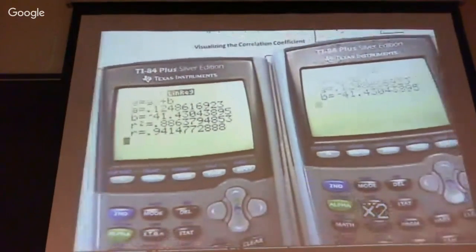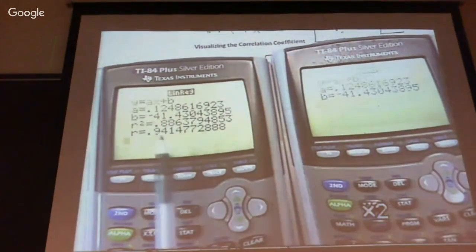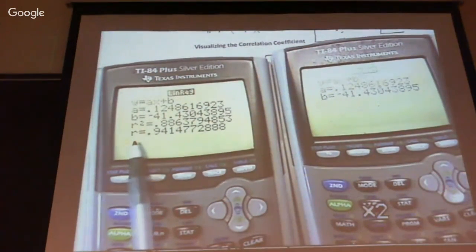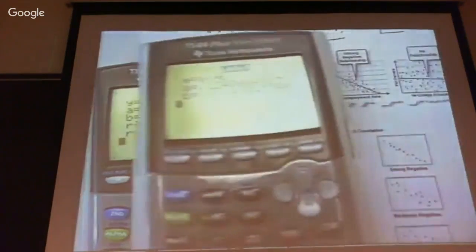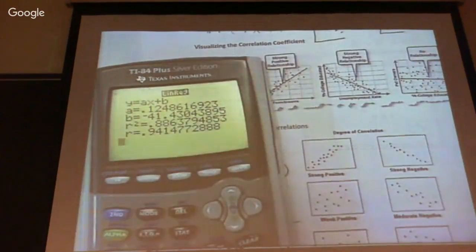Now, you'll also notice that both of them have A and B, but this one has R squared and R. Do we need the R? Yeah, we need correlation. So if your calculator doesn't have the R squared and the R, you follow me one time. You don't have to do it all the time. It's a one-time only unless you reset your calculator.